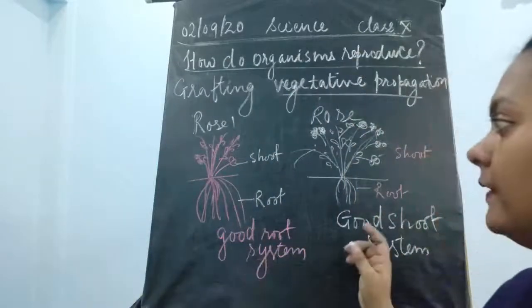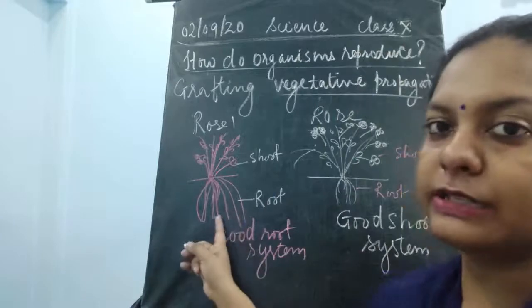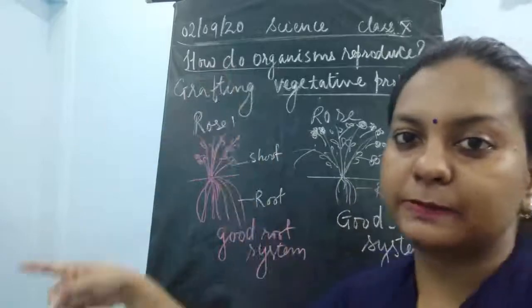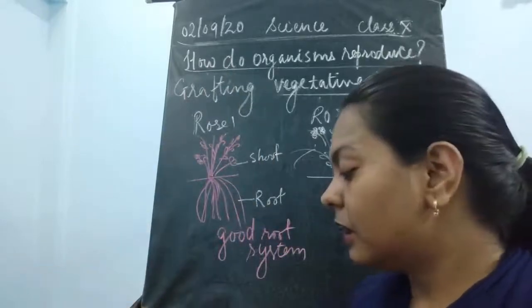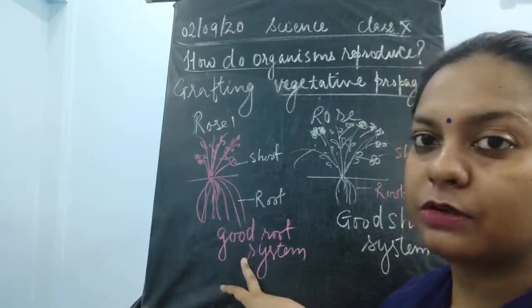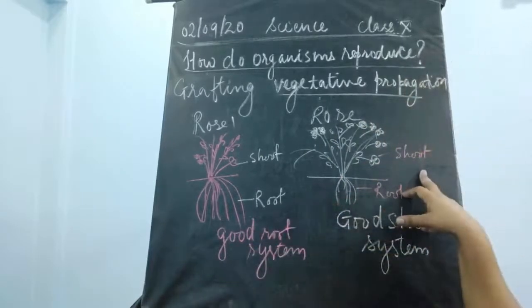What we will do, we will take up the plant with a good root system and the plant with a good shoot system. They will be transplanted on each other. How will we do this? We will take the plants with a good characteristic. Here the good root system is a good characteristic and here the good shoot system is the good characteristic.